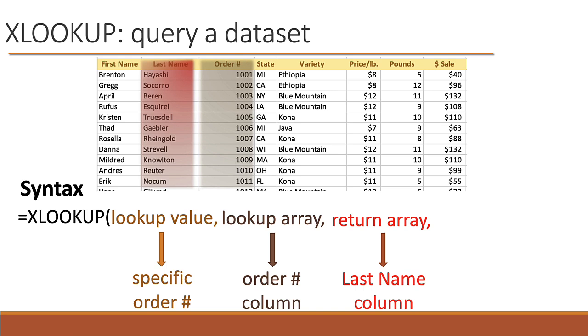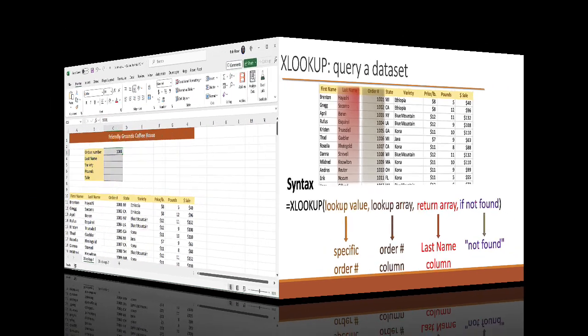The fourth argument is optional, but I highly recommend you use it, and that is what happens if you enter an order number that isn't in the list? Well, if you don't use this last argument, Excel is going to give you a generic error message. It's not going to be very enlightening. So what you can do is say, hey, if this order number is not found, here's the custom error message. So you can have something like "not found" or "order number not listed" or something like that. So let's go do this.